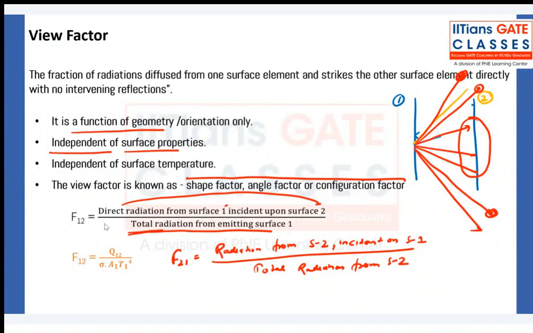Okay, if you oriented it vertically, then maybe more emitted radiation can be incident on the second surface. If it is placed horizontal, then very few incident radiations will be received by surface 2. It is also independent of the surface temperature, because surface temperature will determine how much radiation is going out. But once it has gone out, how much is received by surface 2 is independent of properties and surface temperature. Is it clear?